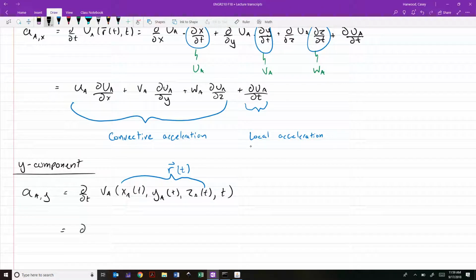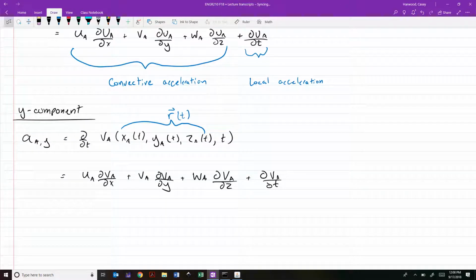We would write u_A ∂v_A/∂x plus v_A ∂v_A/∂y plus w_A ∂v_A/∂z plus ∂v_A/∂t. And then the z component would be the same thing, except the arguments of each of these derivatives would change from v to w. So this v, that v, and that v. But these terms here would remain the same.